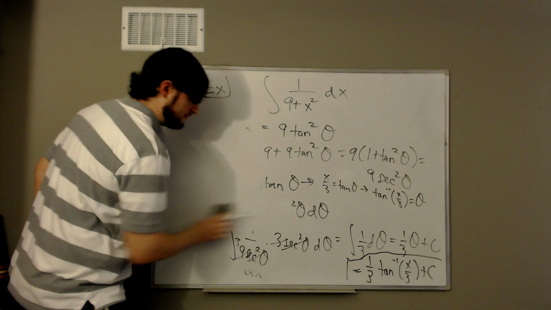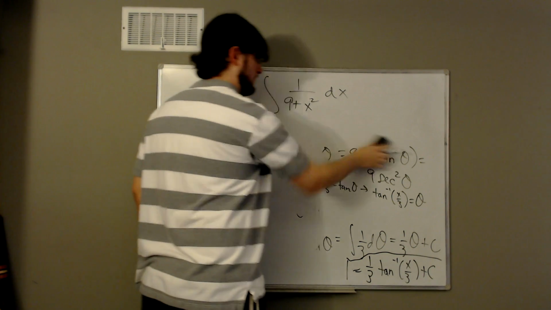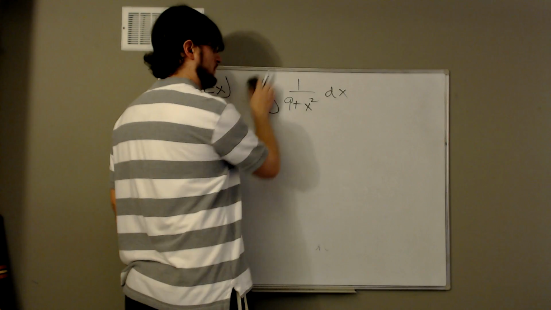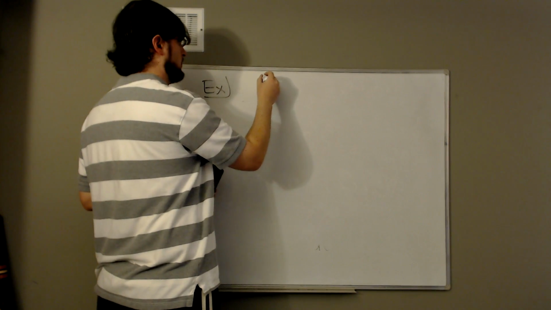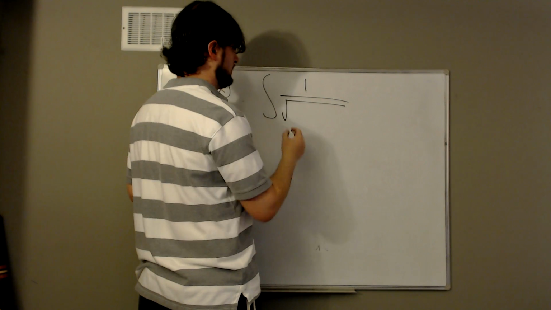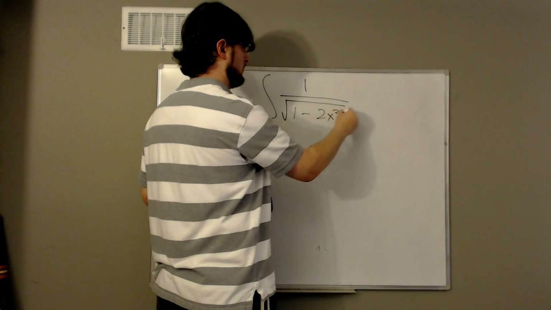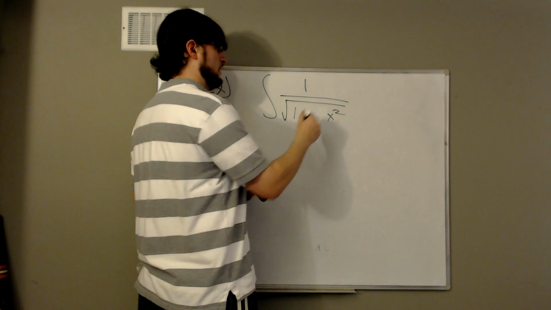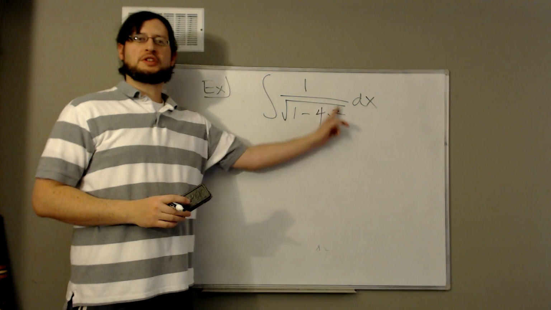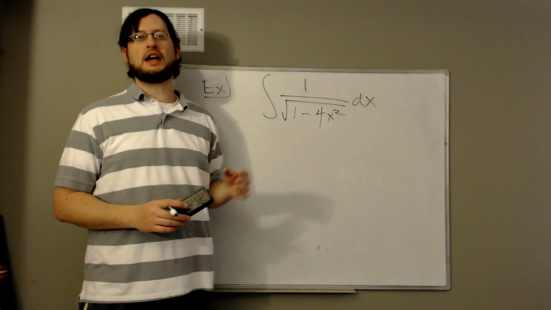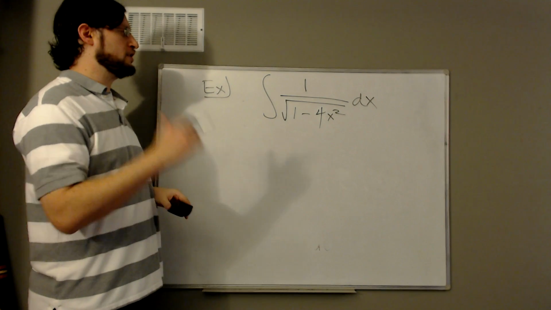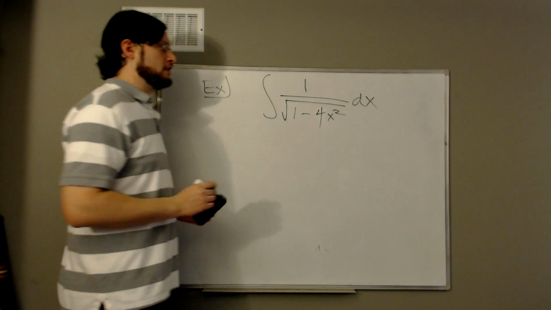Let's look at another one. Say the integral of 1 over the square root of 1 minus 4x squared dx. Remember that if this were just an x squared in here, then the answer is going to be sine inverse. And so that suggests that we're going to use a sine substitution rather than the tangent that we saw a minute ago. And I'll summarize these things in the end.